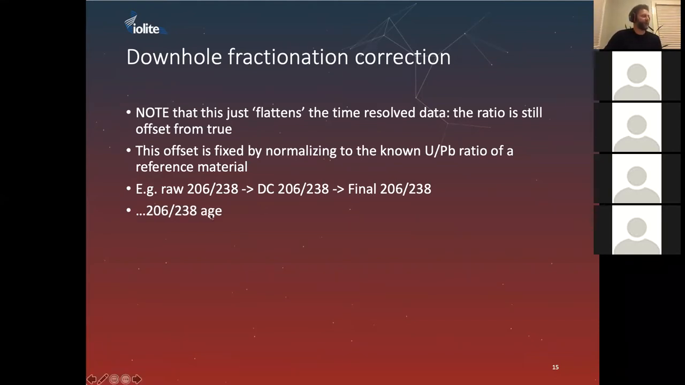We do provide ages at each of these steps, but they are just there as indicative ages, just for you to get a feel for what the ages might be. But we do normally recommend that you take your ages and put them into a program like Isoplot. The exact same thing happens for 207/235, and for 208/232, if you've measured those.